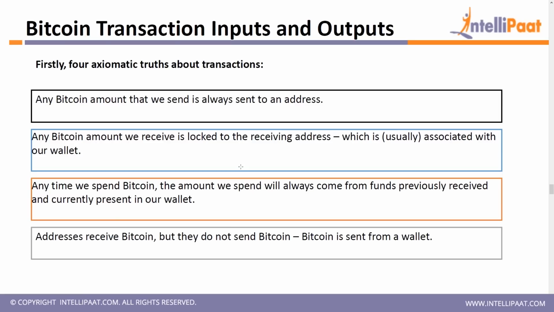Any Bitcoin amount we receive is locked to the receiving address, which is usually associated with our wallet. So the amount of Bitcoin we are sending to the other party will be locked in our wallet until it is successfully sent to the recipient. Anytime we spend Bitcoin, the amount we spend will always come from funds previously received and currently present in our wallet. Addresses receive Bitcoin, but they do not send Bitcoin. Bitcoin is sent from a wallet. So those are the four thumb rules or truths about Bitcoin transactions.